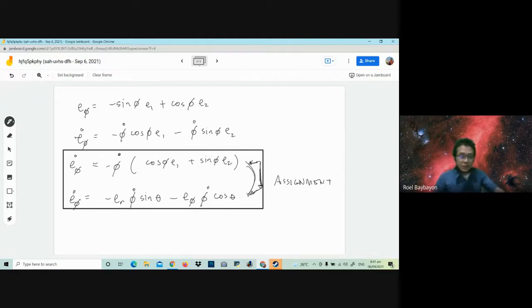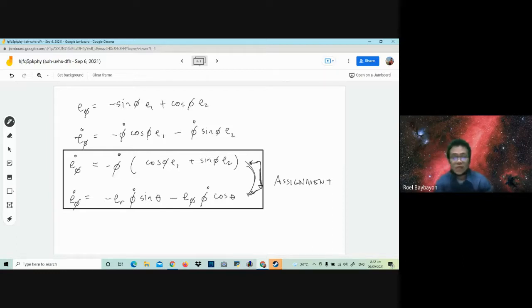I think this is easy, maybe. You just expand, you expand the phi dot, or the cosine theta, sin theta. There will be additional terms, like cos or sin. Okay? Then subtract the E3 part, and you will get the second. So it's not obvious, so that will be your assignment.